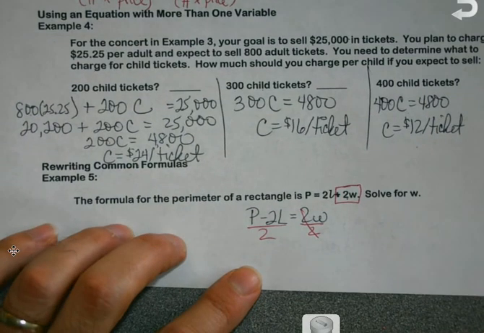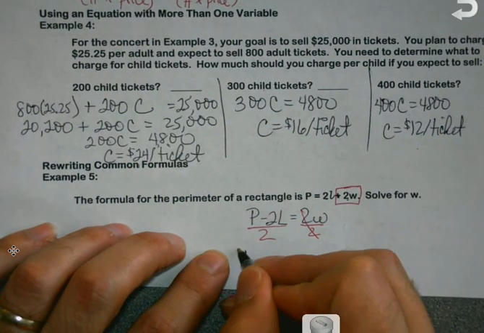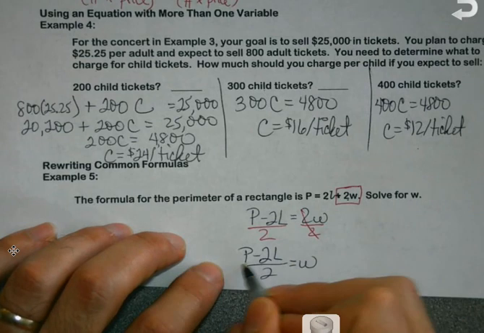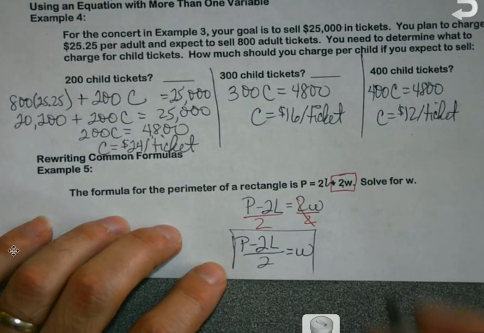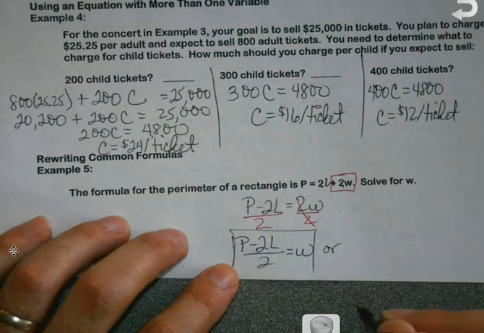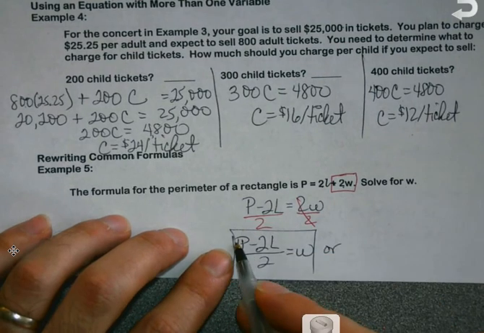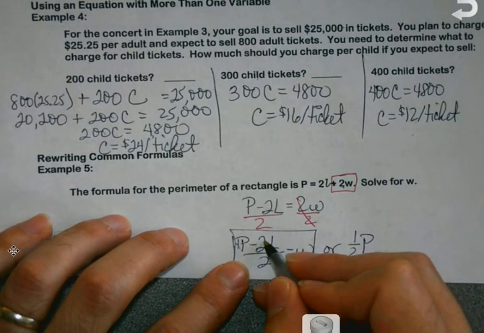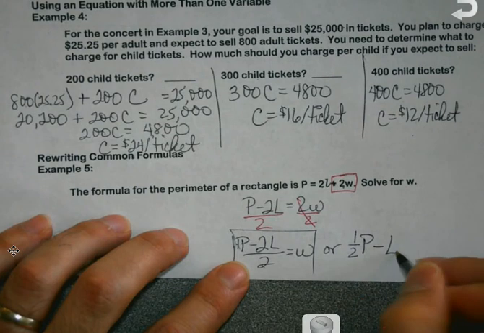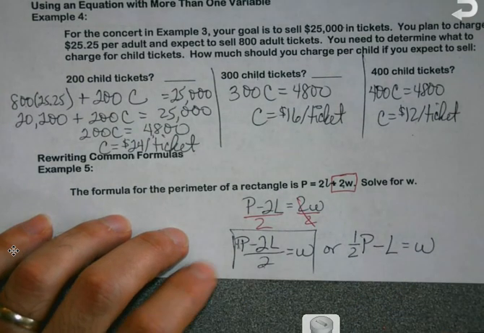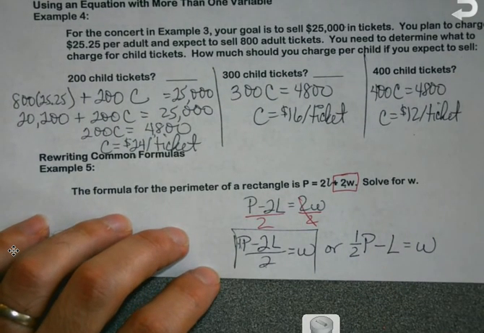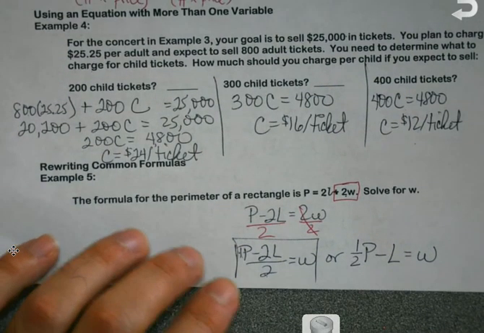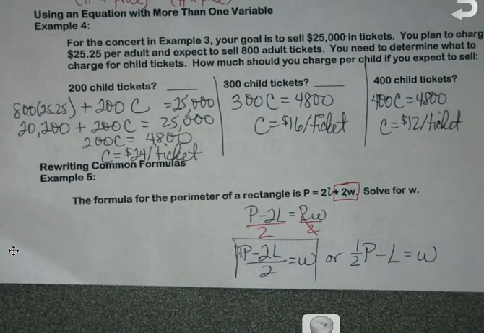Now again, we have options on how this can look. I can leave it as one big fraction, perfectly acceptable. Or if some of you are sticklers and you want it in the fractions, okay, I'd have 1/2 P. Negative 2 divided by 2 is negative 1. Those are both the same thing. They may not look like the same thing, but they are. So just to have you prepared and ready for that.